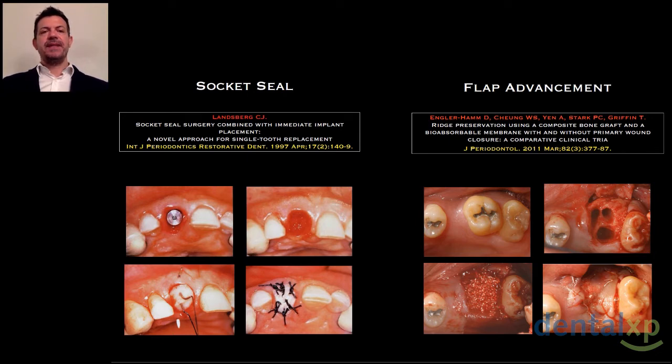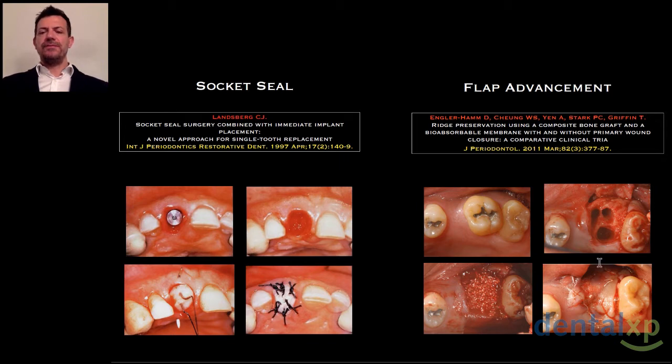With the socket seal, we harvest an epithelial connective tissue graft from the palate, and with this graft, we protect the socket. We seal the socket, so we can have at the same time the biomaterial inside the socket and the autogenous soft tissue graft sealing the coronal portion of the socket. We have also another possibility, flap advancement.